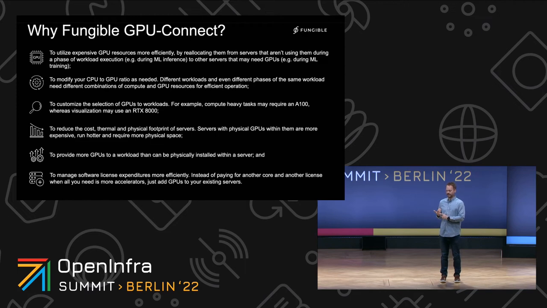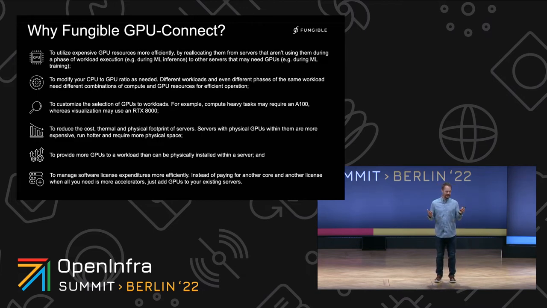One, GPUs are an expensive resource. Two, they tend to be fairly underutilized in a data center environment. You might need it for machine learning training, but when that training job is done, those are going to sit idle, right? And so the opportunity to drive better utilization of that GPU means you're saving money.